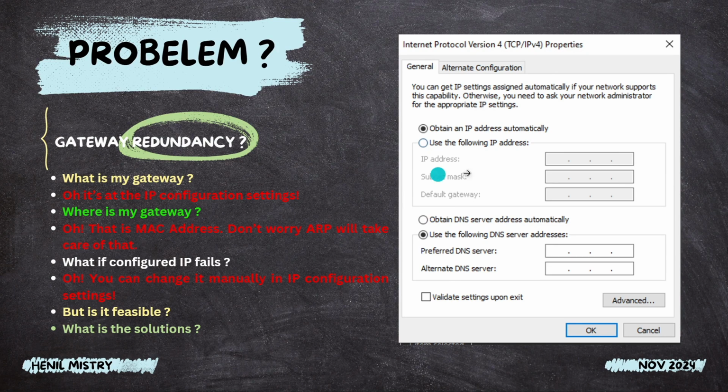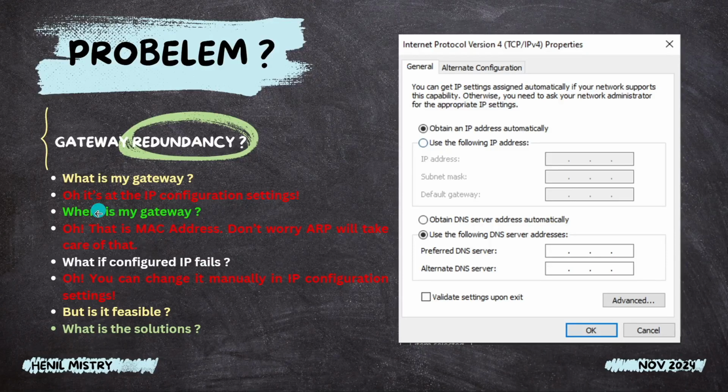What is my gateway IP? That you will configure over here, in the IP address. So the answer is, it's in the IP configuration settings. This is where your IP address is, and this is where your default gateway will reside.